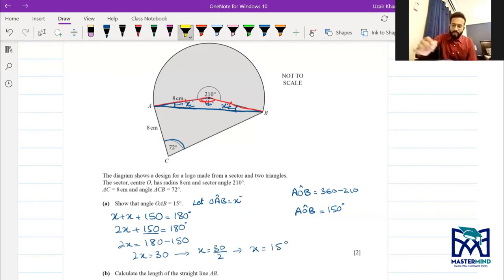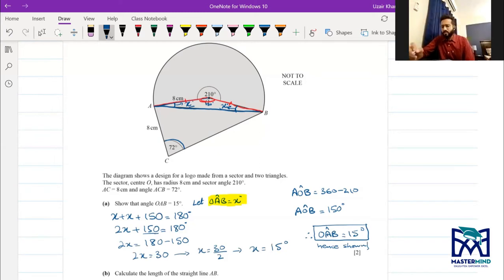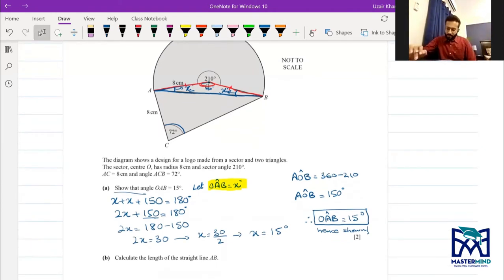Now we had already taken OAB as x, and x turned out to be 15. Therefore, OAB is equal to 15 degrees. And we write a small statement of hence shown. It's useful to write hence shown in show that questions. So this part is complete.